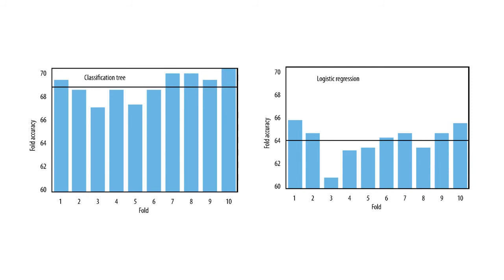On this particular dataset, classification trees may be preferable to logistic regression because of their greater stability and performance. But this is not absolute. Other datasets will of course produce different results.